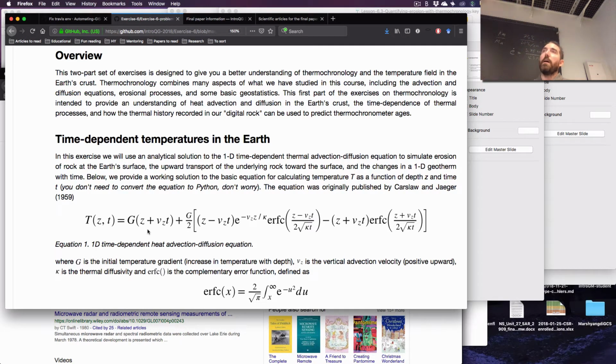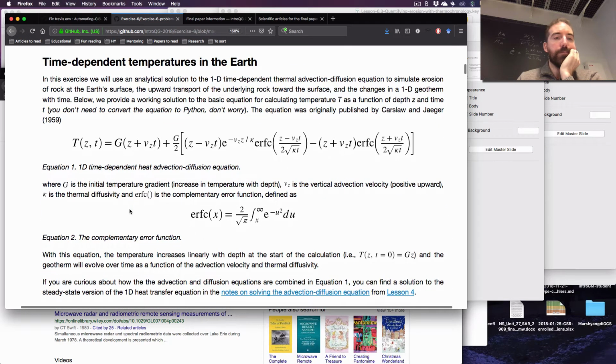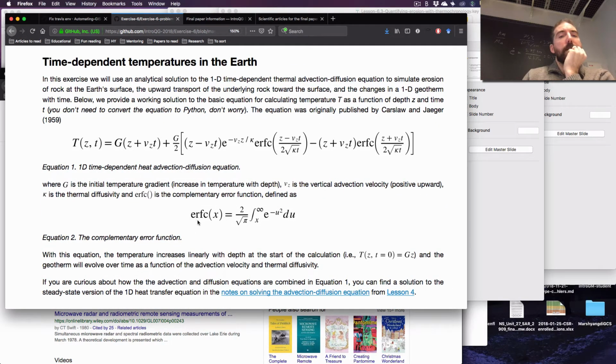But the important point is to realize that temperature will be changing as a function of time in this exercise. It starts out with a straight line of constant geothermal gradient, and it's going to evolve over time as you run the numerical model. This comes from some book from the 1950s. What's the year? It's the complementary error function, which is defined down here. I don't know if I have a nice explanation for what that equation means, but this is the mathematical definition of the complementary error function.